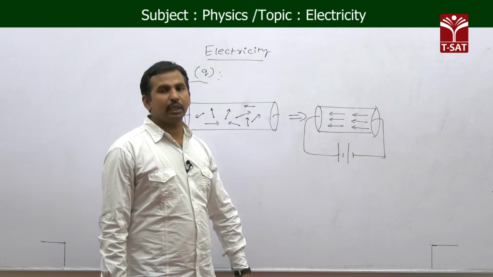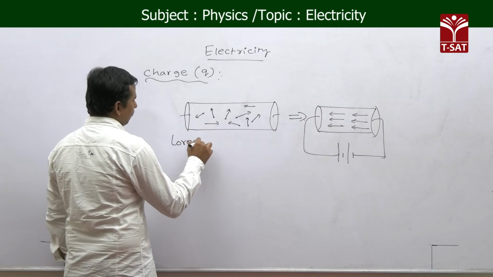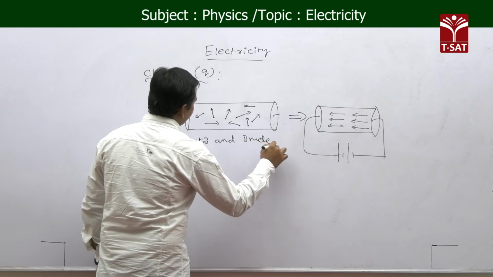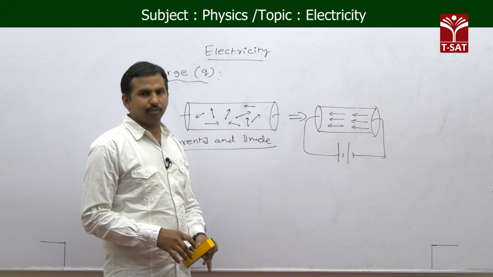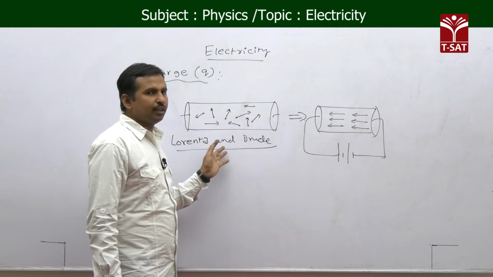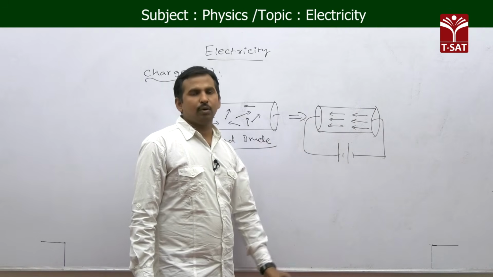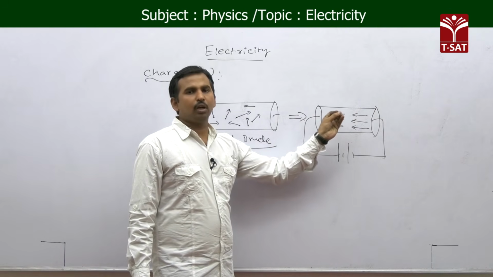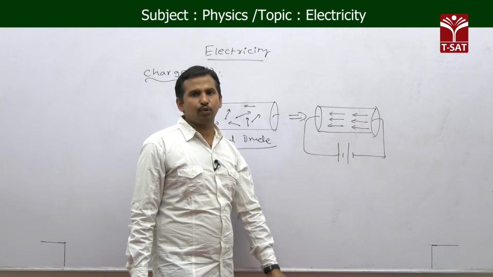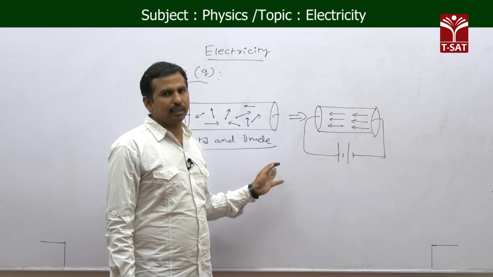This is given by Lorentz and Drude, two scientists. This is called the Lorentz and Drude theory. So whenever there is no battery connected, the charges move in different directions, random motion. But once they are connected to a battery, the charges move in one particular direction. As they go in one particular direction, we have a rate of flow of charge, and that rate of flow of charge we call electric current.